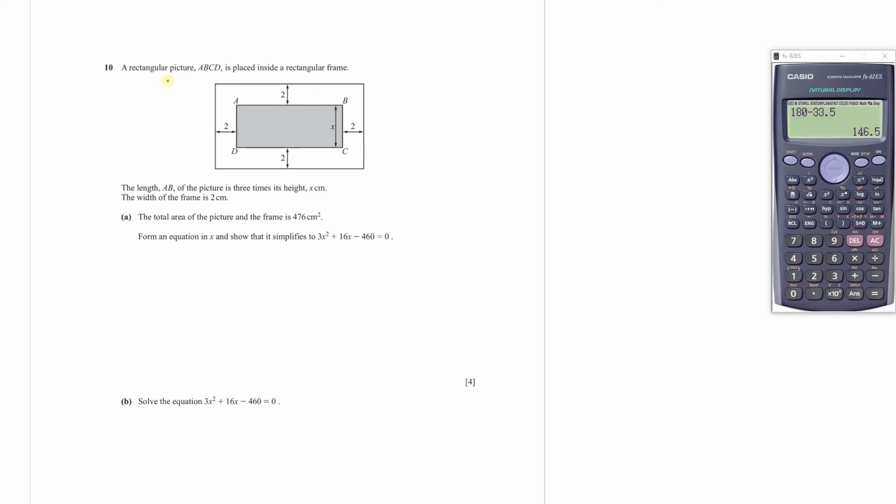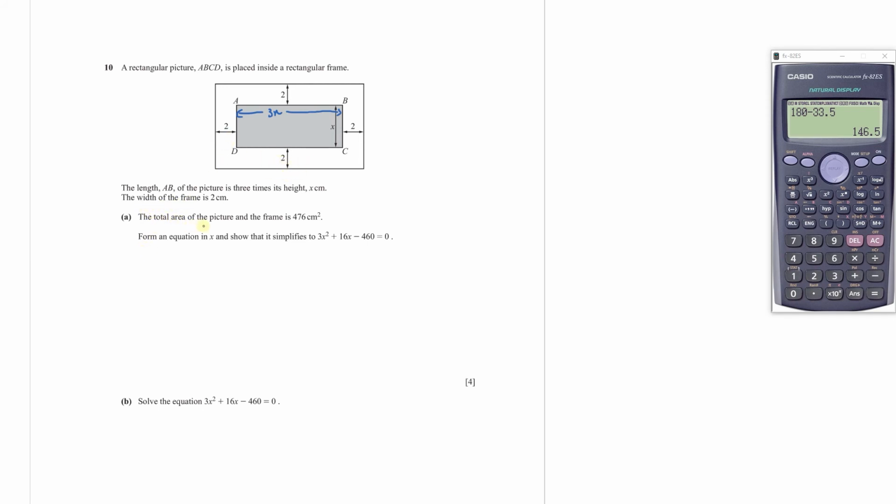Question 10 is a rectangular picture ABCD is placed inside a rectangular frame. The length AB of the picture is 3 times its height x centimeters. So this is the height x. So the length will be 3 times. So this length here will be 3x. The width of the frame is 2.